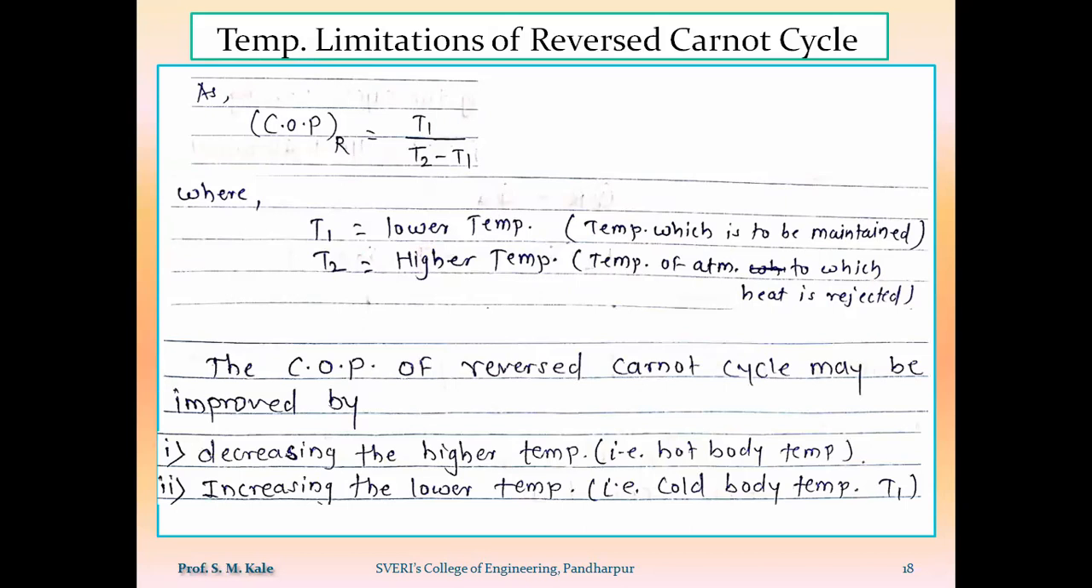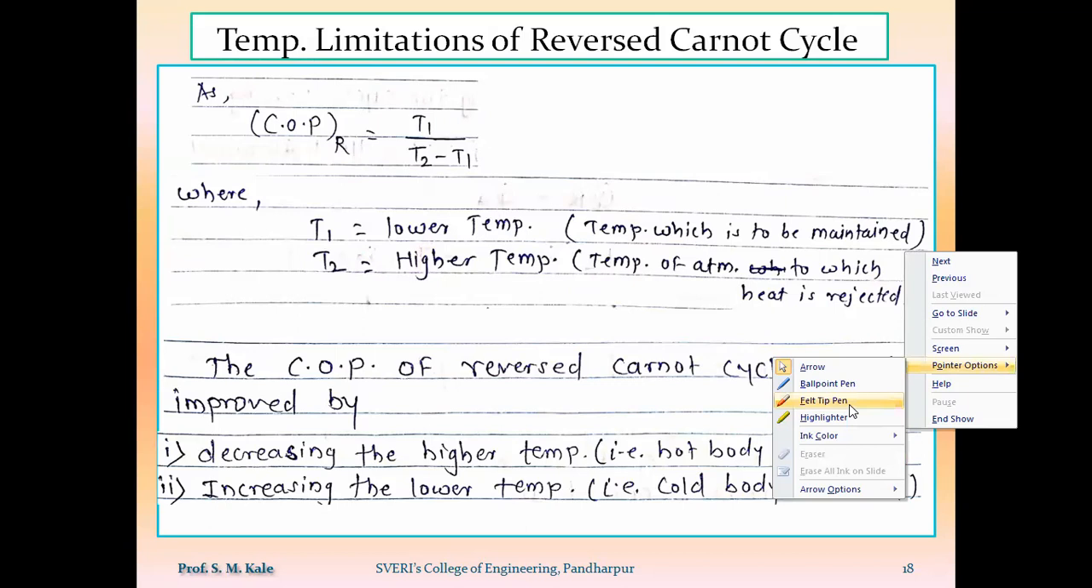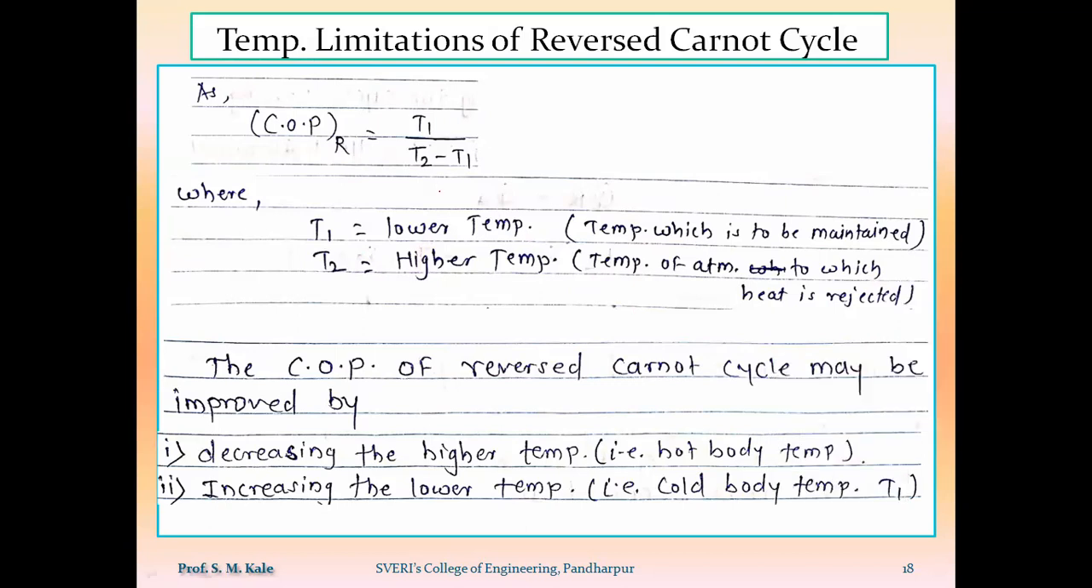The first way is by decreasing the higher temperature, that means by lowering the temperature T2. By lowering the temperature T2, we can increase the COP of the reverse Carnot cycle. The second way is to increase the lower temperature, that is the cold body temperature, or the temperature which is to be maintained. So either we can increase the value of T1 or we can decrease the value of T2. In this way, we can increase the COP of the reverse Carnot cycle.